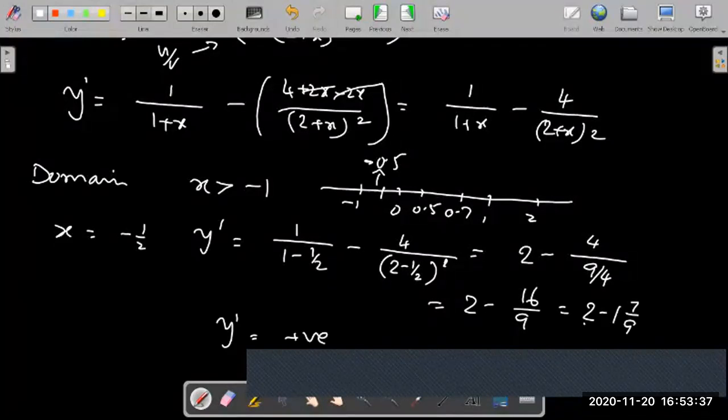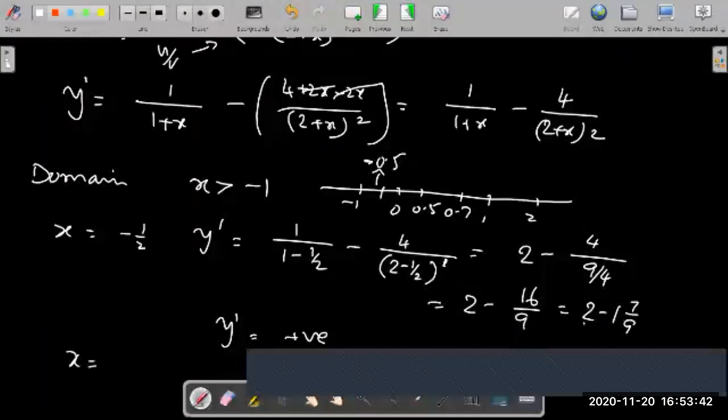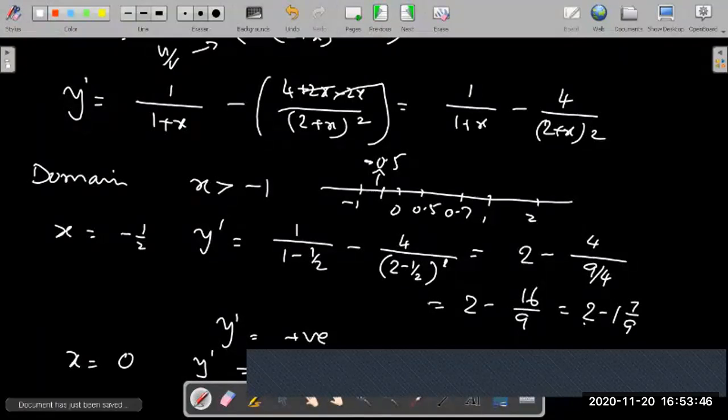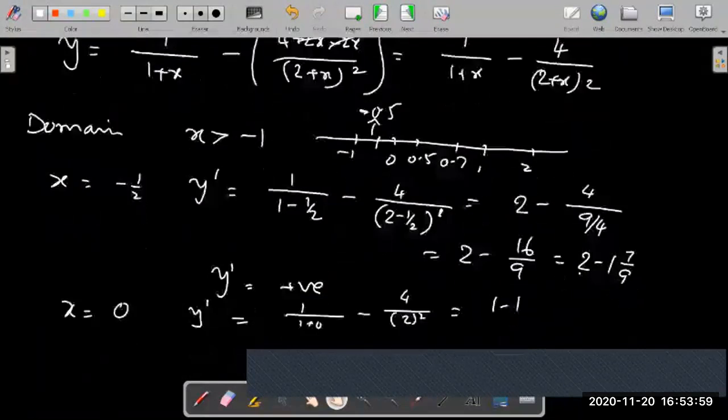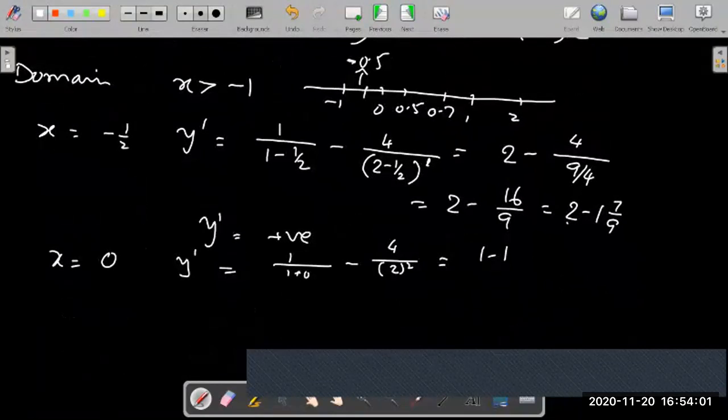So for minus 0.5 you got positive, and you can try for y dash at x equal to 0. Then you have y dash is nothing but 1 by 1 plus 0, minus 4 divided by 2 squared. This is equal to 1 minus 1, isn't it? 4 by 4, 1. This is equal to 0. So at x equal to 0, y dash is 0.